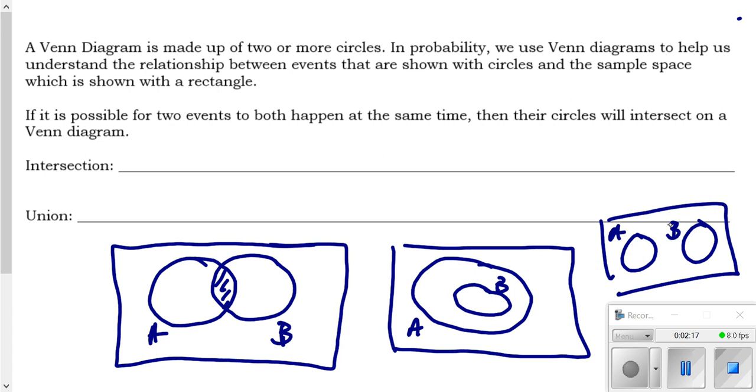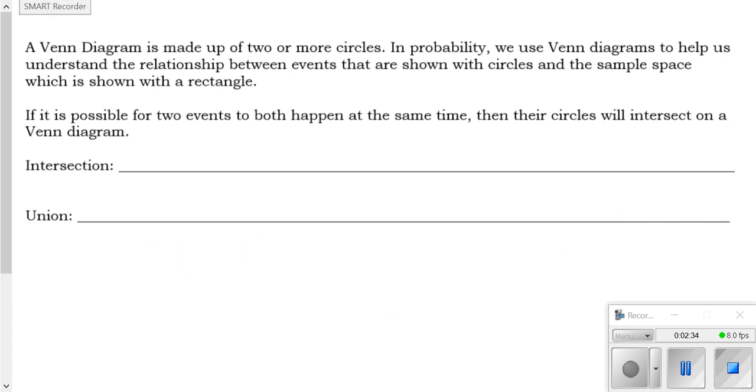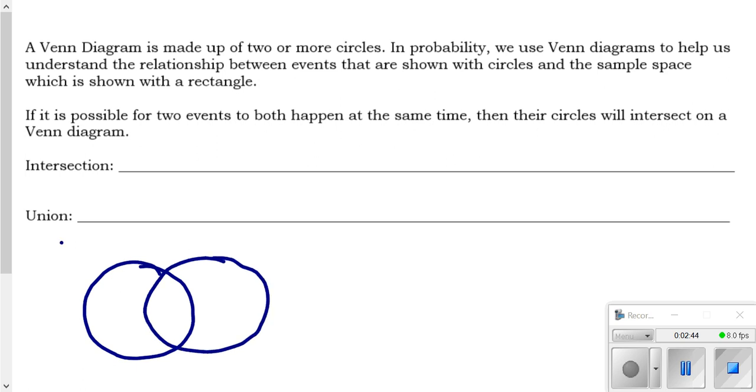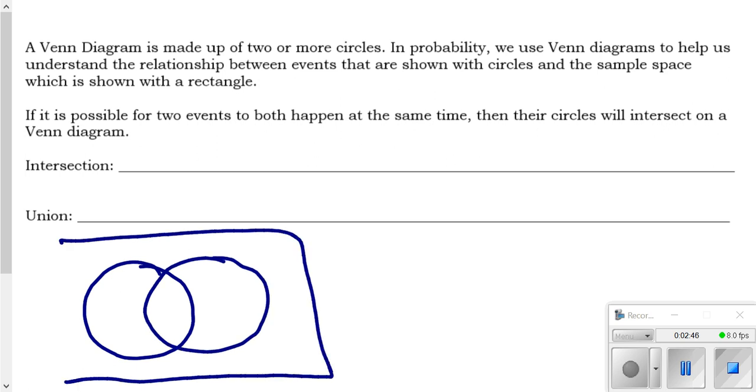So Venn diagrams help us to understand how 2 different groups, or even more than 2 different groups, could be many, many different groups. But Venn diagrams help us to understand the relationship between different groupings or different events. And the sample space is what is depicted by that rectangle. So if it is possible for 2 events to both happen, then it would be like that first picture that I had that I just took out because I felt like it was messy. Just felt messy to me.